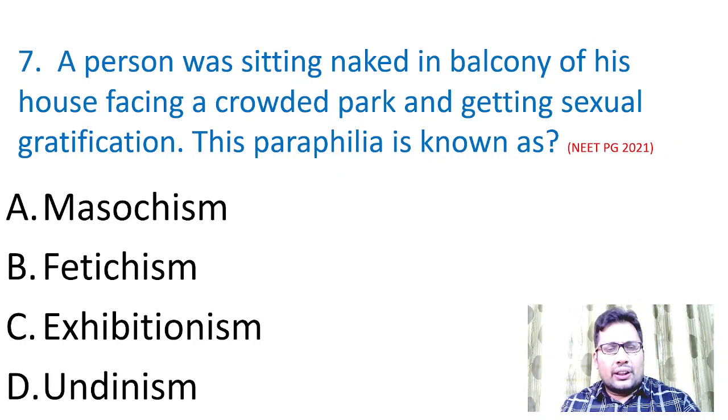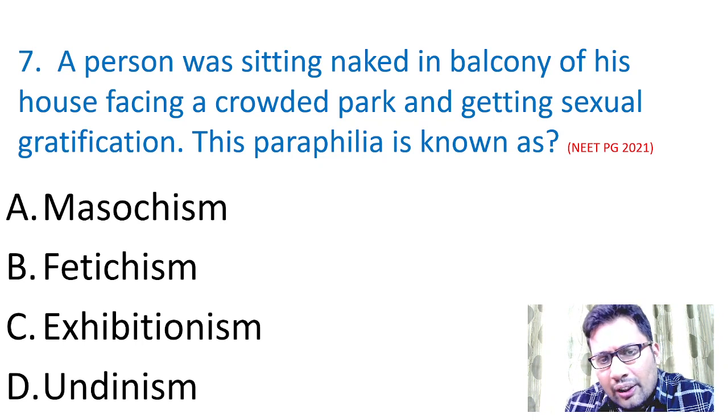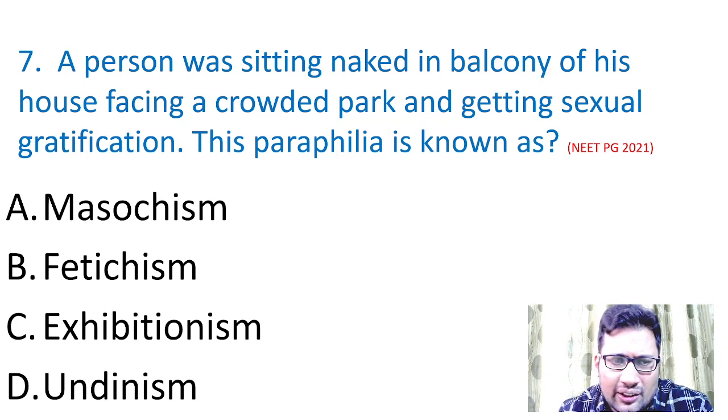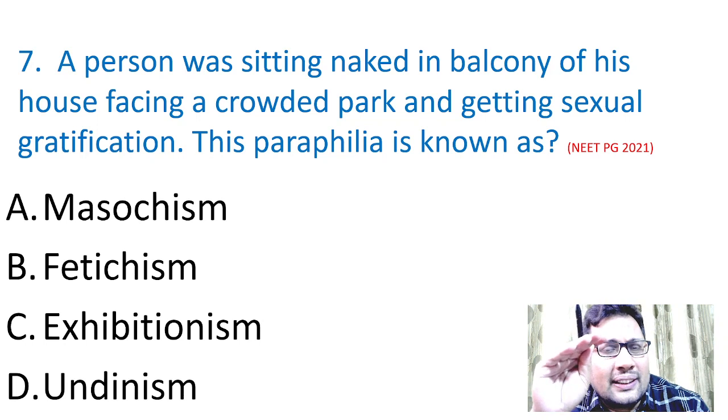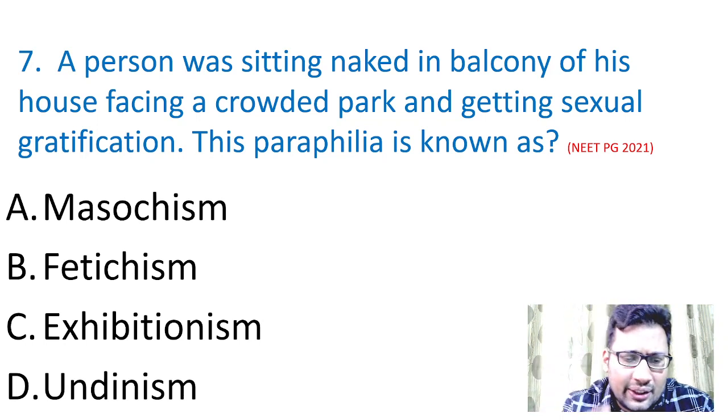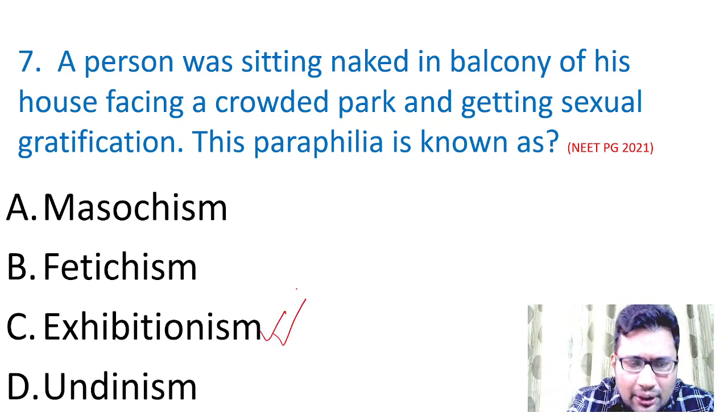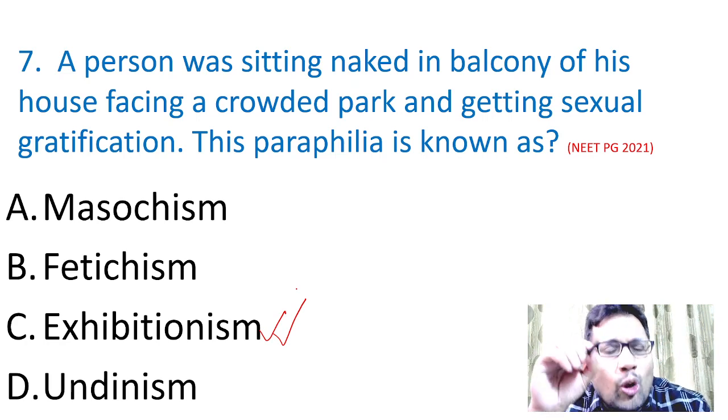Now the 7th question. A person was sitting naked in the balcony of his house, facing a crowded park and getting sexual gratification. This paraphilia is known as, so this is very simple, this is showing genitals, so that is exhibitionism. Your answer should be exhibitionism. Let's discuss all the 4 options.